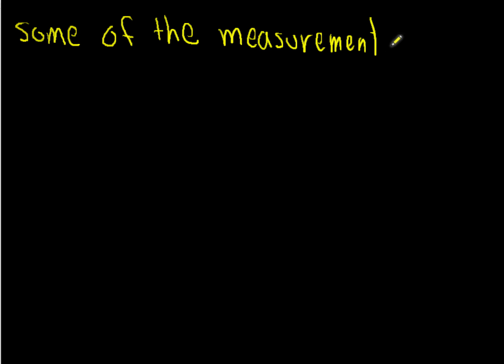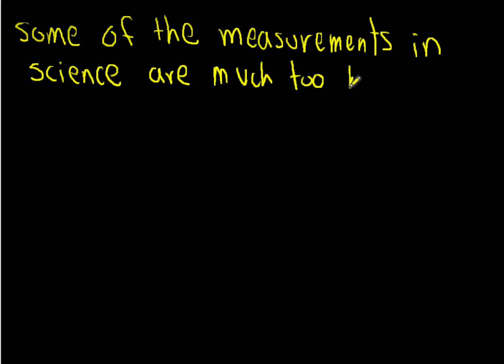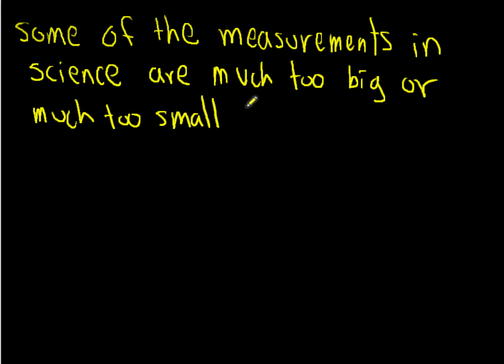0.2. Scientific notation. Some of the measurements that we use in physics come from things that are much too big, like the size of planets, the size of the universe, and anything in space tends to be really huge. Or they're much too small. This is the mass of particles, the mass of protons, electrons, neutrons, atoms. They're much too small to write out.